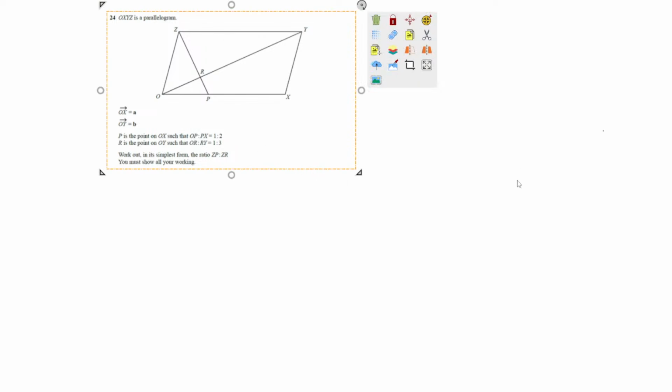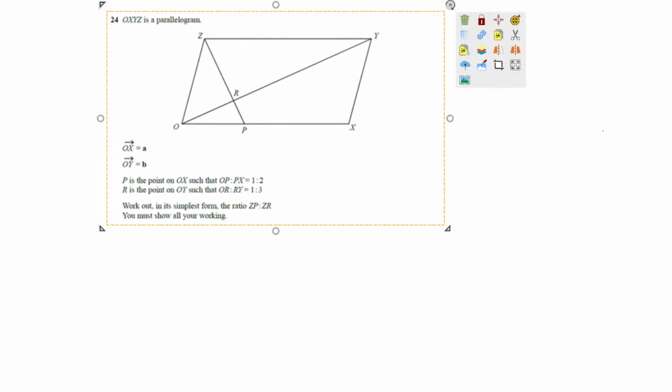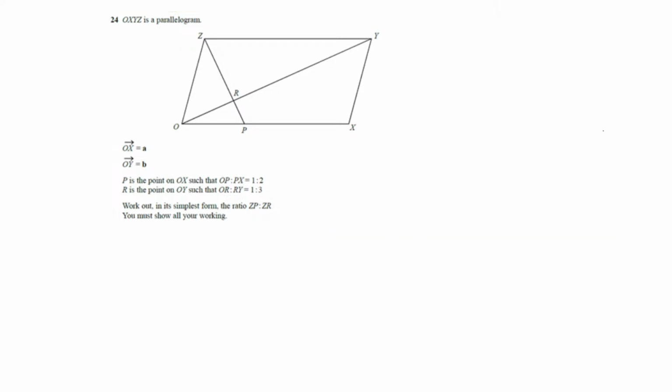Let me make it bigger. There we go. This is the one I think you were referring to, wasn't it? This is also 5 marks. Okay, let's see if this is similar then. Let's label. We've got O to X, at the bottom, is A, and then O to Y, which is the diagonal one, which is B. That's interesting.